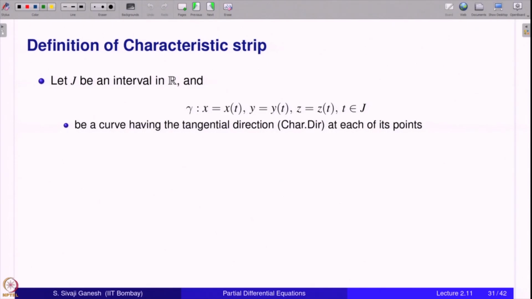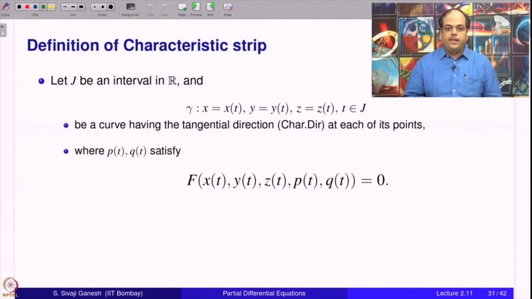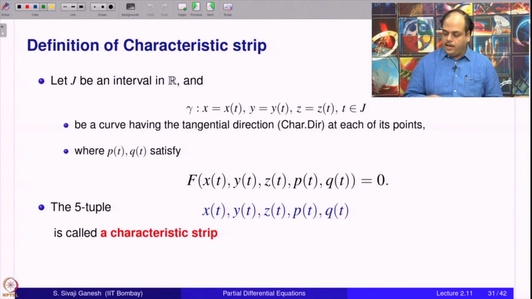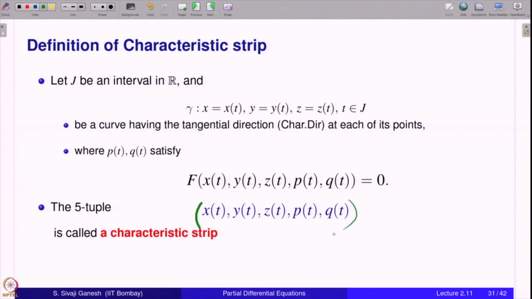So, let J be an interval in R and gamma be a curve given by x equal to x(t), y equal to y(t), z equal to z(t), a curve having tangential direction as the characteristic direction at each of its points, where P(t), Q(t) satisfy this equation f of x(t), y(t), z(t), P(t), Q(t) equal to 0. The tuple x(t), y(t), z(t), P(t), Q(t) is called a characteristic strip. Maybe you may put it like that because we are saying tuple, but it is okay, even without that it is fine.